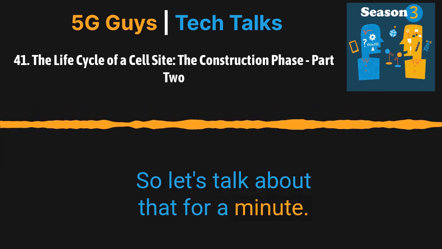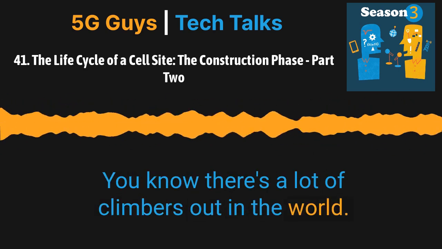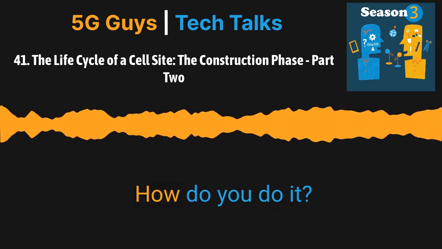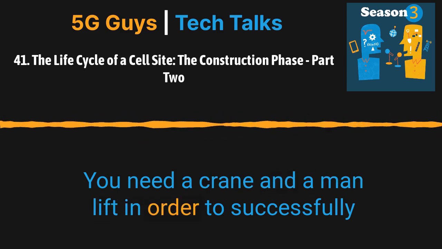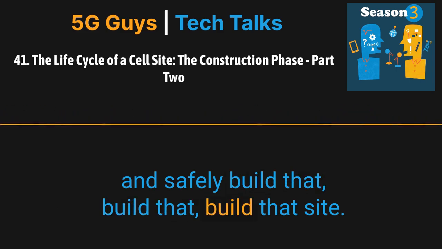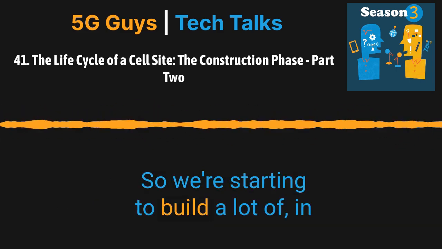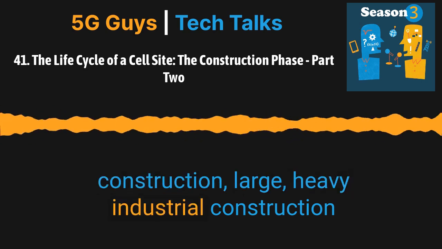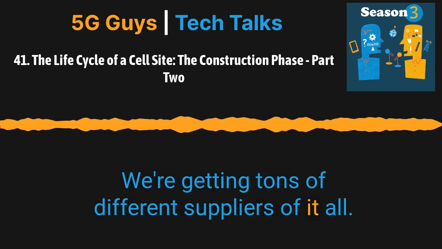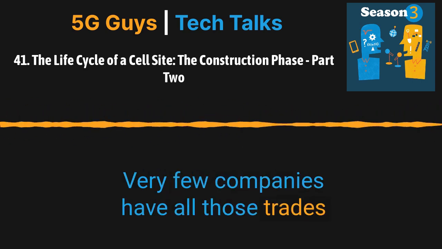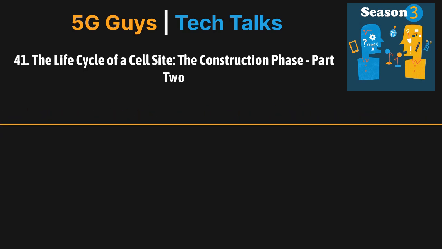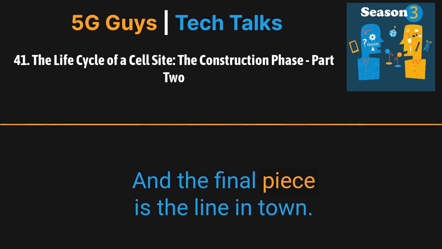So let's talk about that for a minute. There's a lot of climbers out in the world, but nowadays that's a man lift. So how do you build a tower? How do you do it? You need a crane and a man lift in order to successfully and safely build that site. So we're starting to build a lot of construction, large, heavy industrial construction equipment involved. We're getting tons of different suppliers of it all. Very few companies have all those trades in house. And so it's a coordinated effort by that construction company to get the whole thing built. And the final piece is the line antenna.